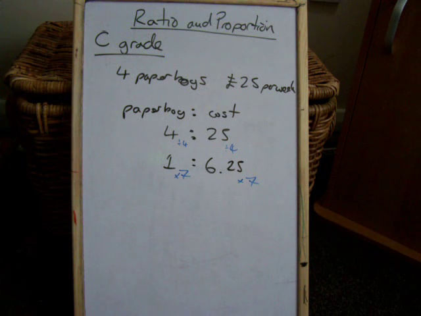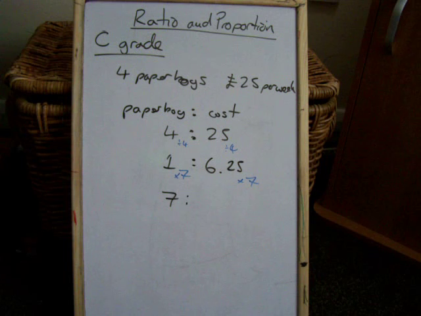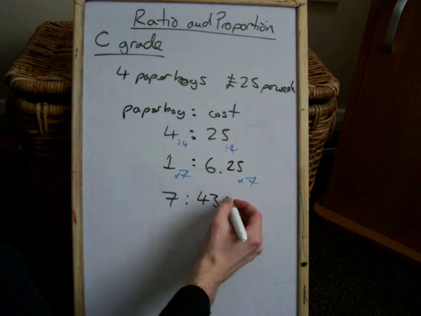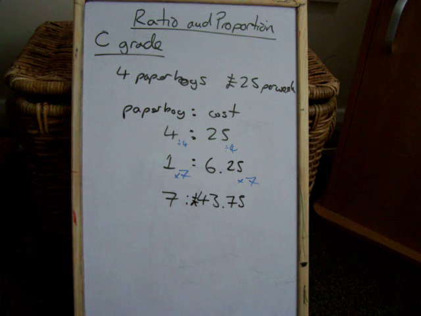Once you do that, you type it into the calculator. 7 paper boys should be, let's have a look here, 6.25 multiplied by 7 equals £43.75. So that's how much the newsagent is expecting to pay out each week if he goes from 4 paper boys up to 7 paper boys, and of course this can be used in thousands of different examples.